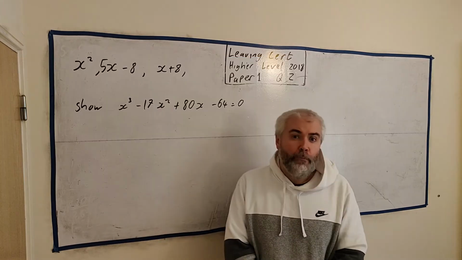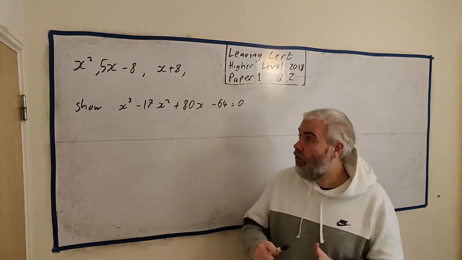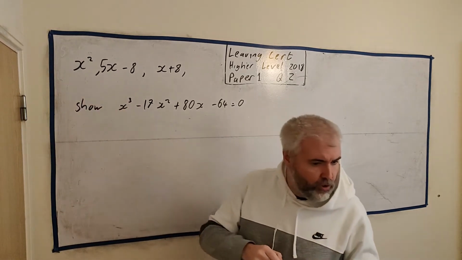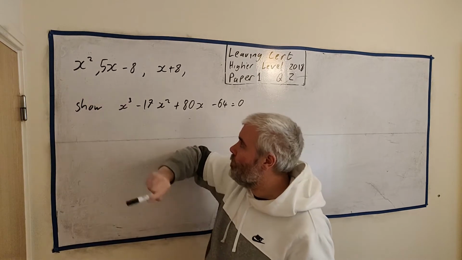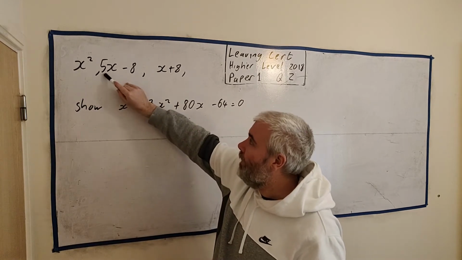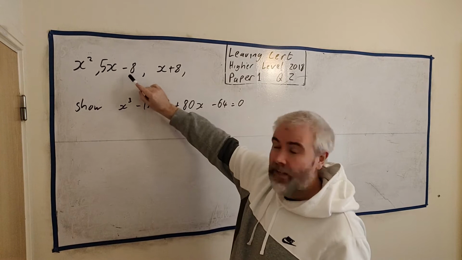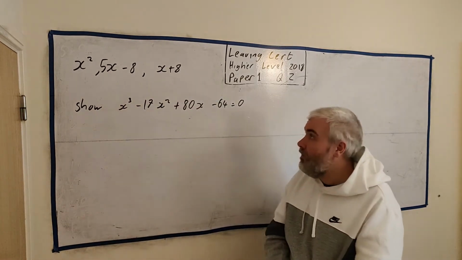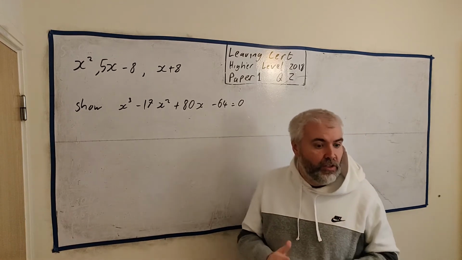Part A of this question gives us three terms. It doesn't look like 3 to most people, but it gives us three terms. x squared is the first term. There's a comma there. Then 5x minus 8 is the second term, and then x plus 8 is the third term. And this is three terms in a geometric series, it tells us.